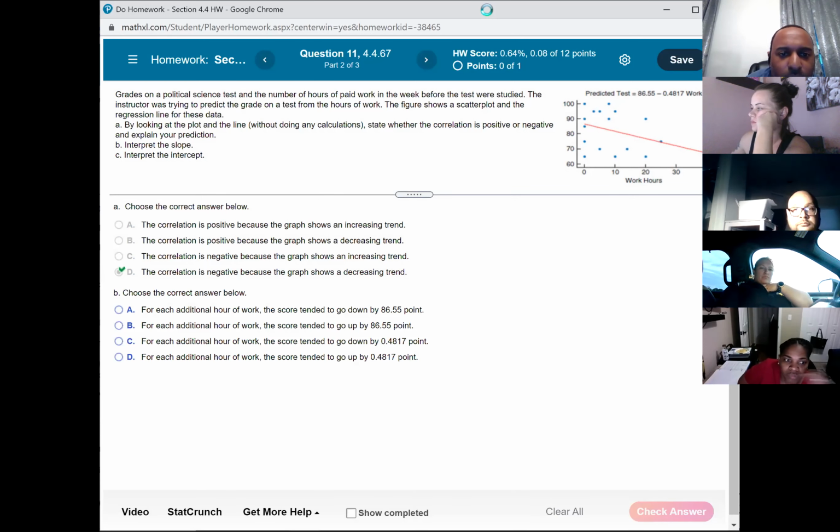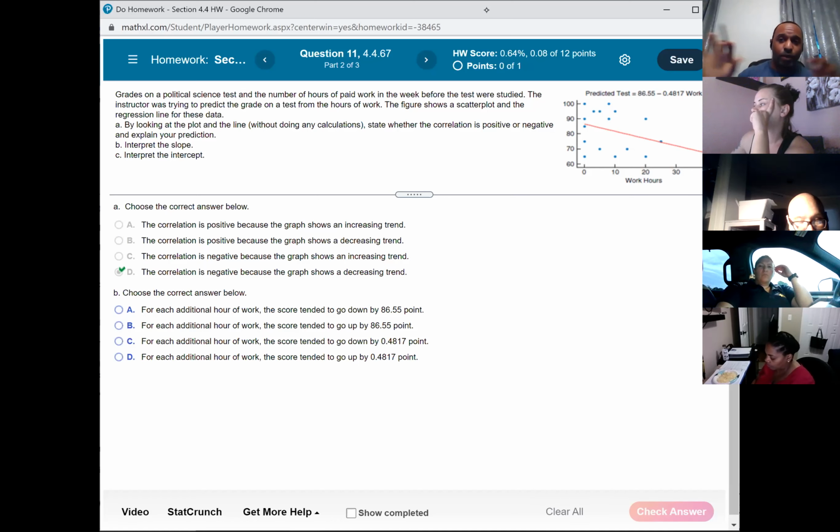Now B, for additional hour of work, the score tends to go down by 86.55%. All right, so the regression line is up here. Okay, cool. So it's going to go up by whatever's sitting in front of it, whatever your slope is. Now your slope is always attached to this word. So you see we have 0.4817 work. That's your X, work is representative of X, whenever they have it written like that.